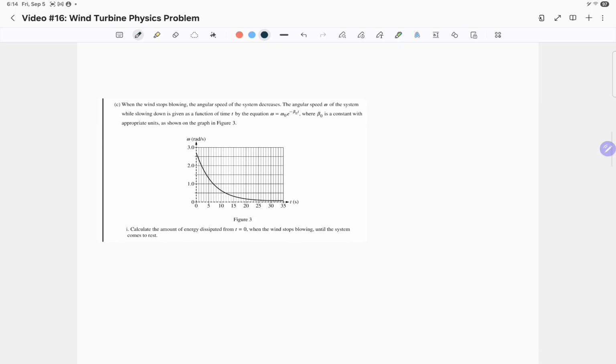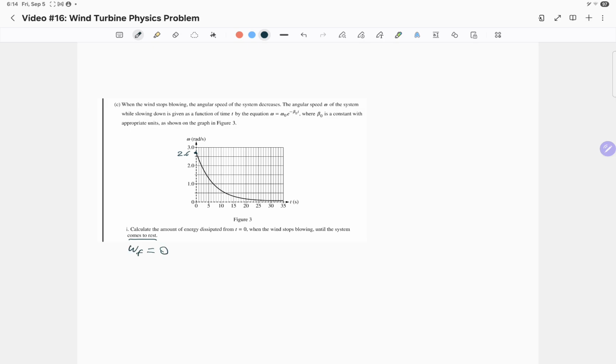So if we're starting at, what is our starting angular velocity? It's 2.6, right? They told us that. 2.6 radians per second. And our final angular velocity is going to be 0, because they tell you it comes to rest. So our final equals 0.